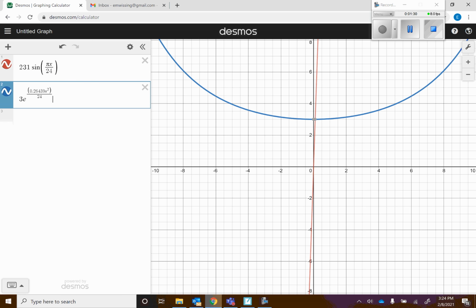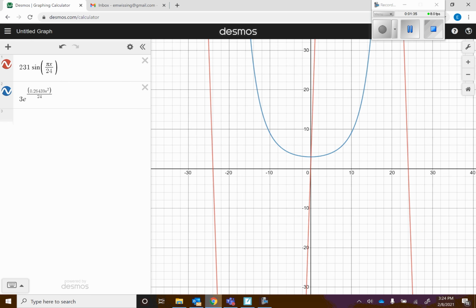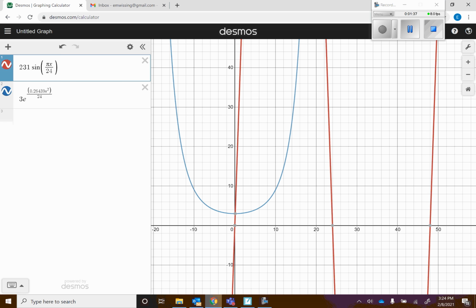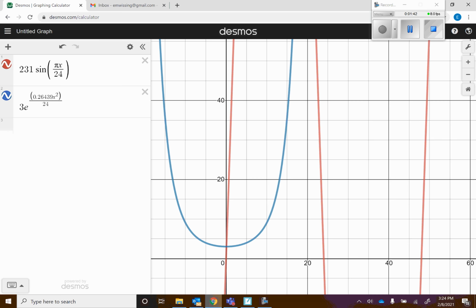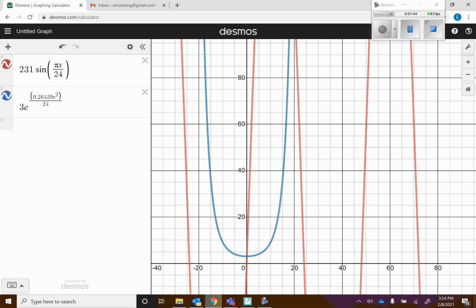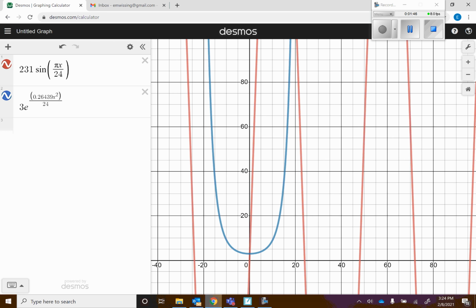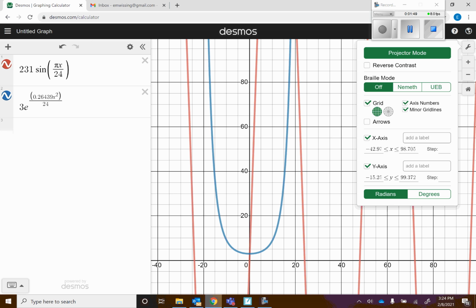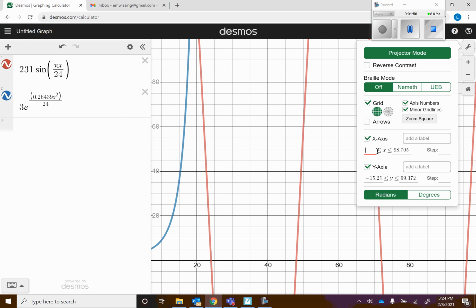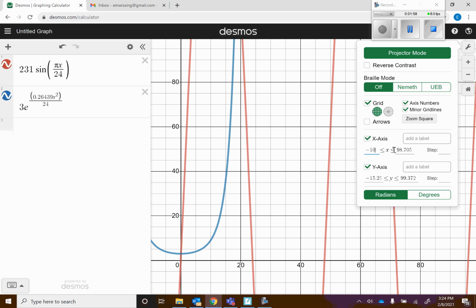So I have Desmos pulled up, of course, and I'm looking here. We've got m of t in the red, c of t in the blue, and I need to find where these two functions intersect between 0 and 24. So actually, I'm going to change my x-axis to, we really don't need it that far, so we'll go -10 to positive. I need it to at least be 24, so I'm going to say 30 maybe.